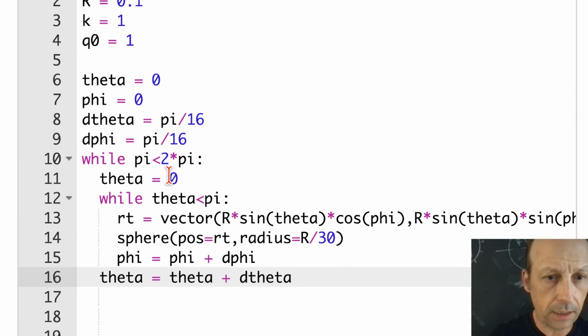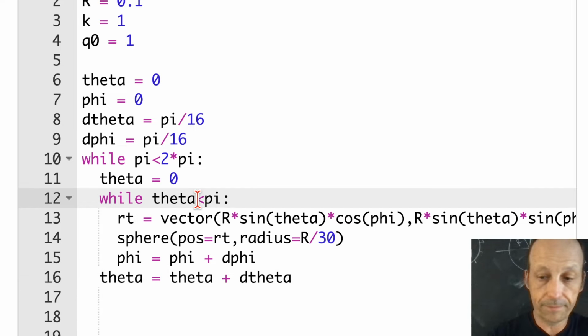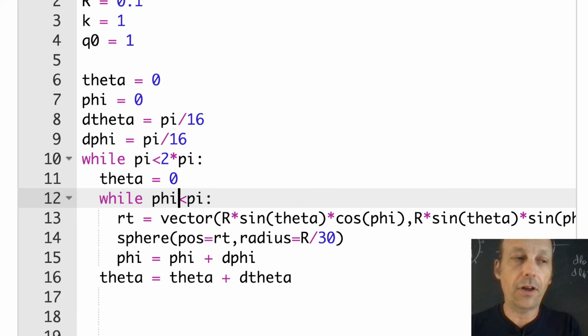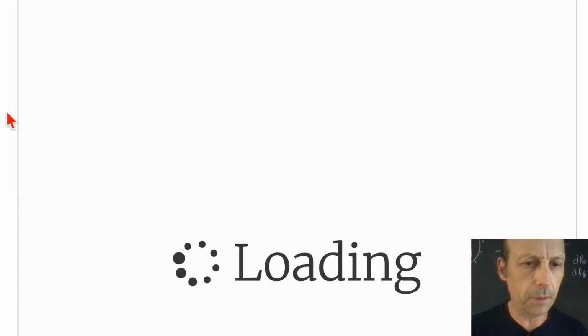Okay, theta is 0, phi is phi plus d phi. Oh, that's why. I wonder how many people saw that and were like, he did the wrong thing. And sometimes when you catch this, it gets really mad and it won't run again. But let's just see. It takes some time.